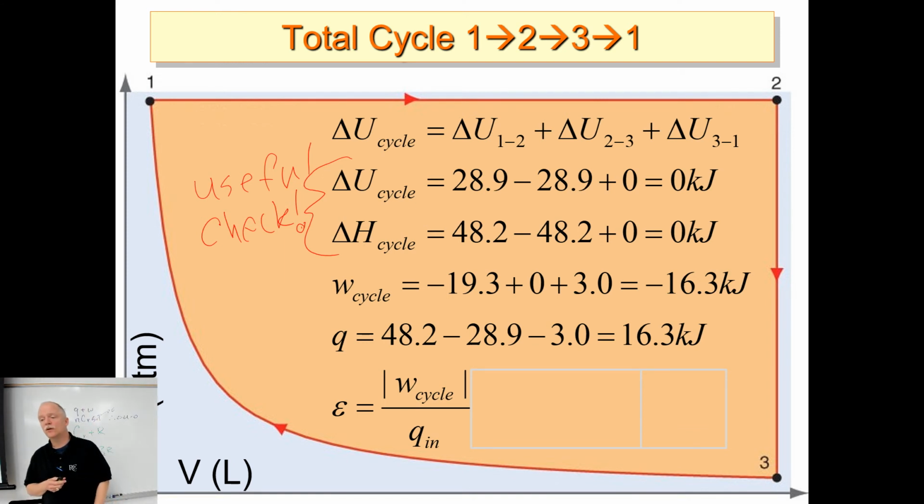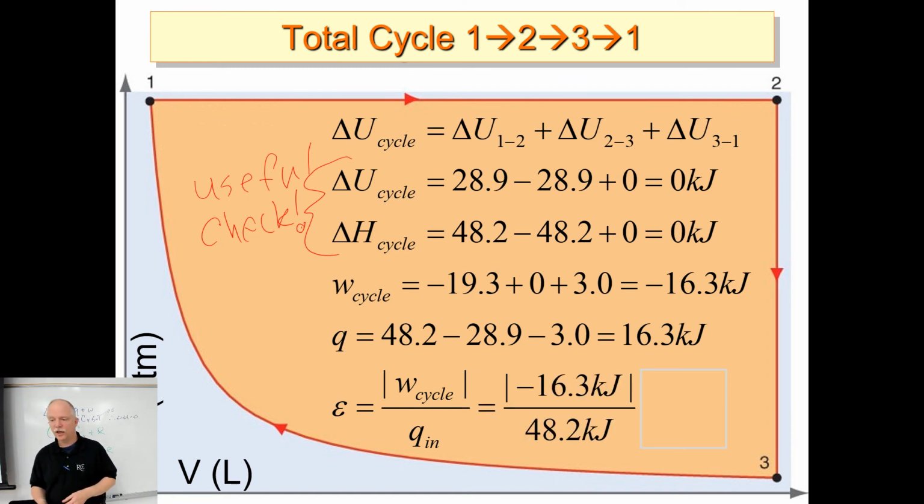I noticed that it's an absolute value for the work, but you said it's absolute value for both Q and work. Well, it's the work for the cycle. So that's the net work. It's everything all added together. And it's a negative number because the system's doing work. We didn't want to have negative efficiencies, so we're just cutting the negative sign off of it. So it's 16.3 divided by 48.2. Since the work for the cycle is negative, we're just saying let's have a positive efficiency, and it's going to be 34%.